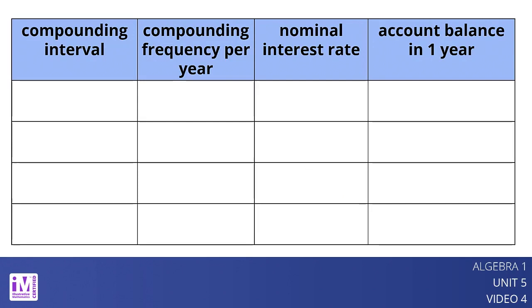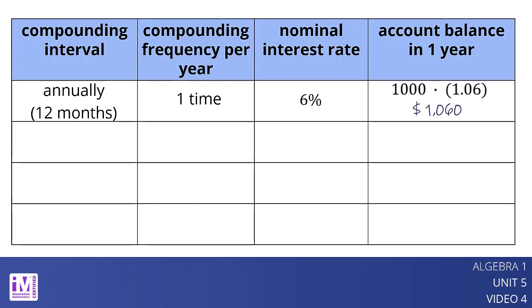Let's look at the same bank account with the balance of $1,000 and a nominal annual interest rate of 6% per year. No additional deposits or withdrawals have been made. If the bank compounds interest annually, the account will have one interest calculation in 1 year at a 6% rate. After 1 year, the account balance will be 1,000 times 1.06, or $1,060.